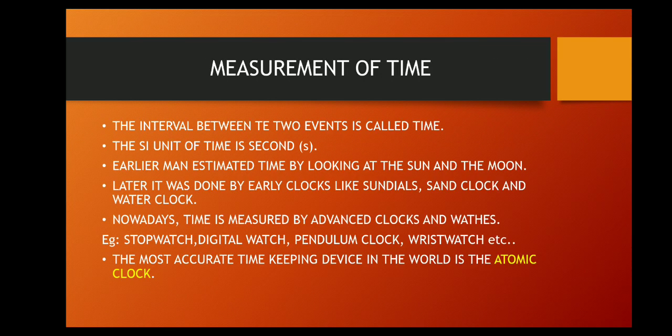How to measure time? The interval between two events is called time. The SI unit of time is second, s. Earlier, man estimated time by looking at the sun and the moon. Later, it was done by early clocks like sundials, sand clocks, and water clocks. Nowadays, time is measured by advanced clocks and watches. Examples: stopwatch, digital watch, pendulum clock, wristwatch, etc. The most accurate timekeeping device in the world is the atomic clock.